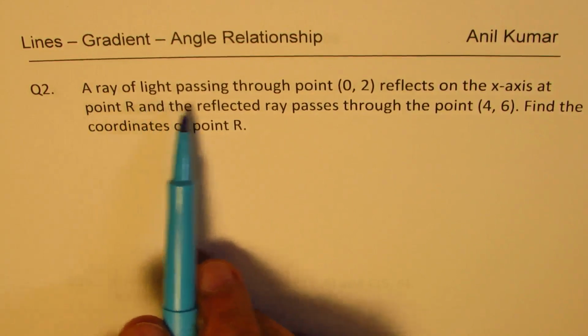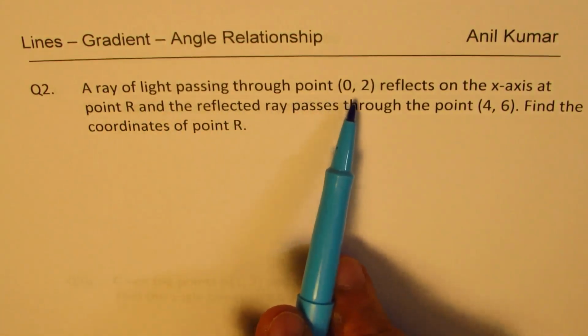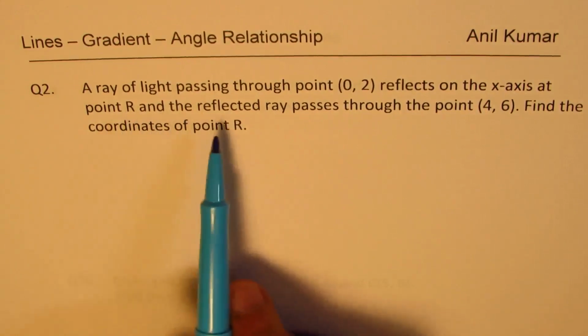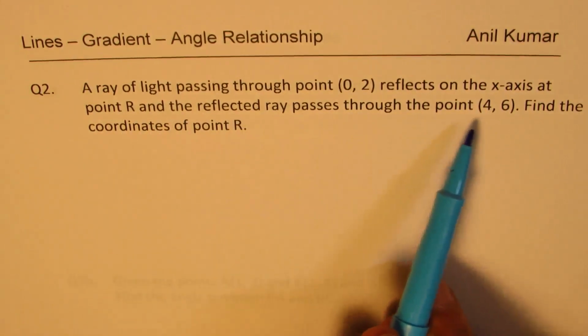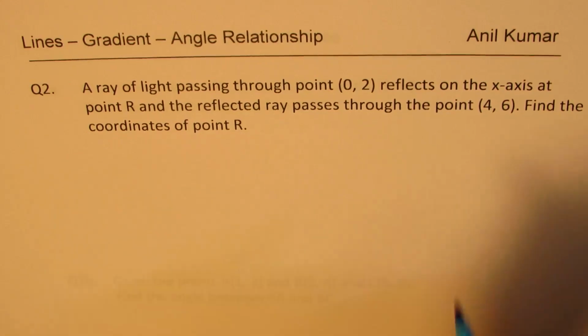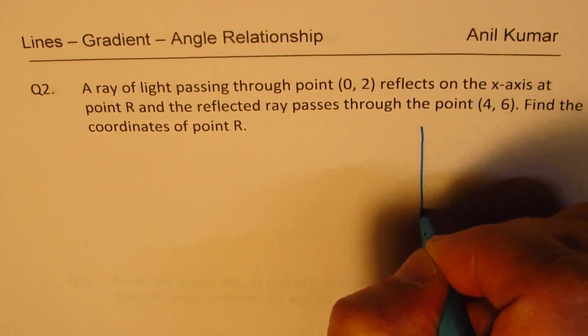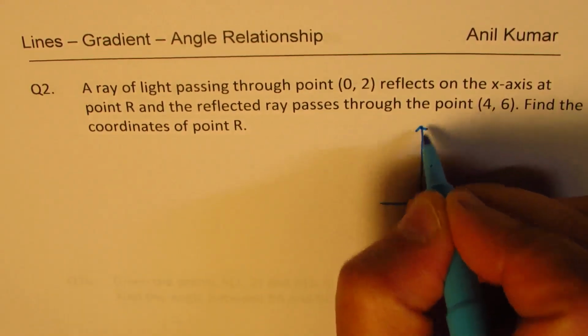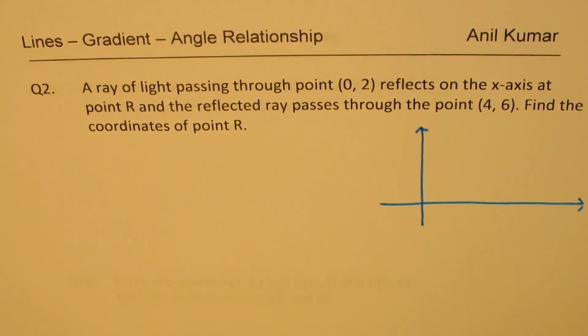A ray of light passing through point (0, 2) reflects on the x-axis at point R, and the reflected ray passes through the point (4, 6). Find the coordinates of point R. Now this is a very interesting question. Let us see how to solve this question and also understand the strategy of solving similar questions, right?